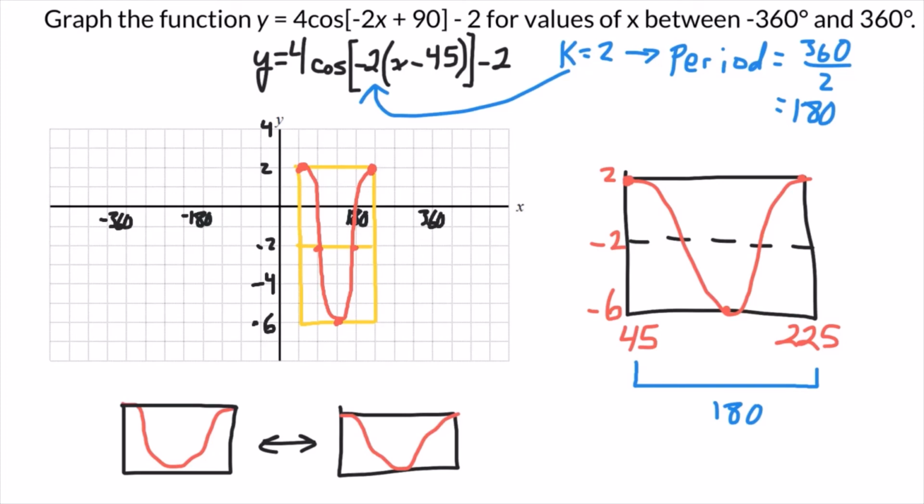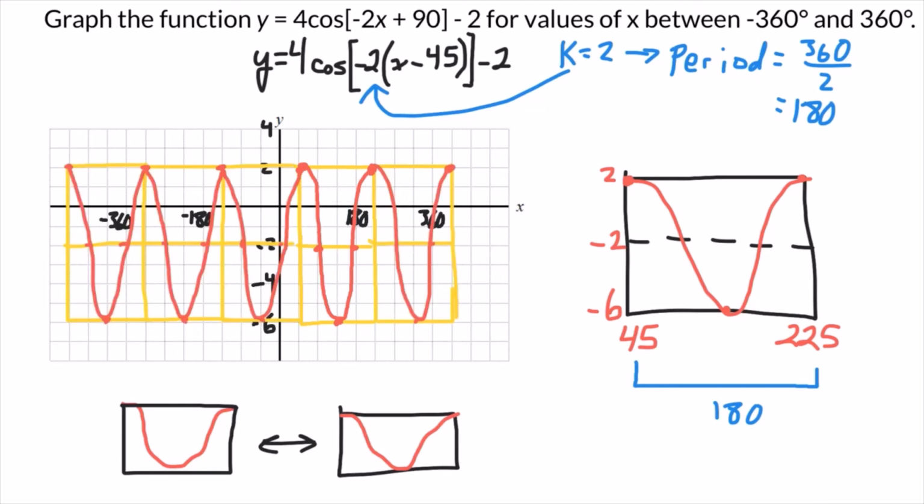The question's asking me to draw this function between negative 360 degrees and positive 360 degrees. So I'm just going to draw as many of these cycles as I need. And there you have it.